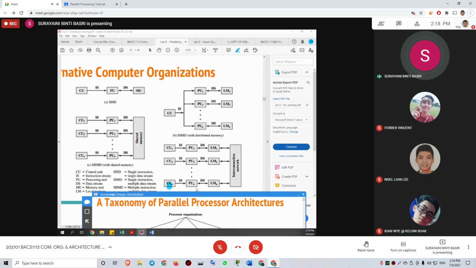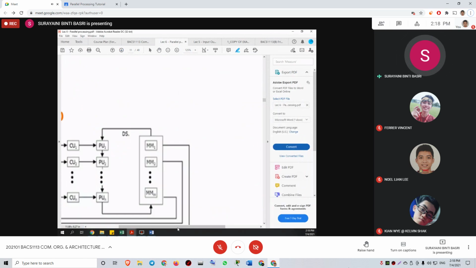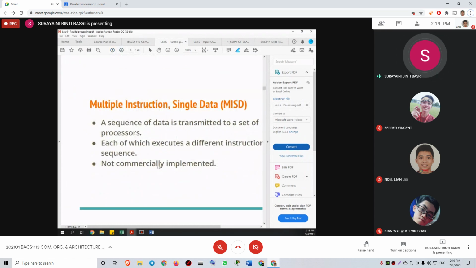Okay, so the last architecture, MISD, like I said just now, is rarely used. It isn't used in any industry, but this is the architecture for MISD. It can run multiple instructions because it has multiple control units. It also has multiple processing units, and its own memory, but it doesn't specify here why this architecture is not commercially implemented. I cannot say anything, but as long as we know that this architecture is not commercially implemented.